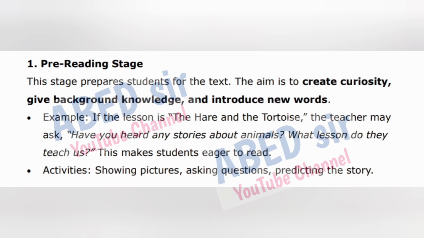1. Pre-reading stage. This stage prepares students for the text. The aim is to create curiosity, give background knowledge, and introduce new words. Example, if the lesson is The Hare and the Tortoise, the teacher may ask, "Have you heard any stories about animals? What lesson do they teach us?" This makes students eager to read. Activities: showing pictures, asking questions, predicting the story.